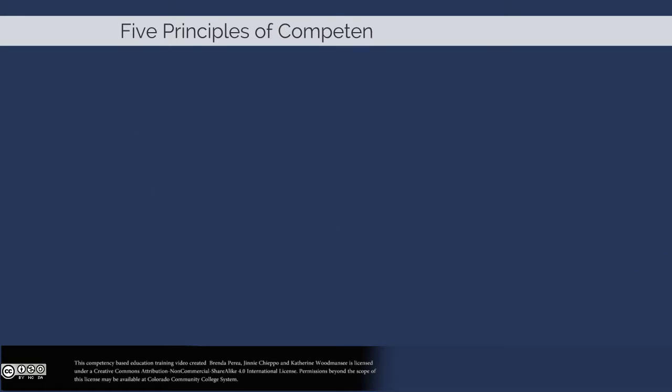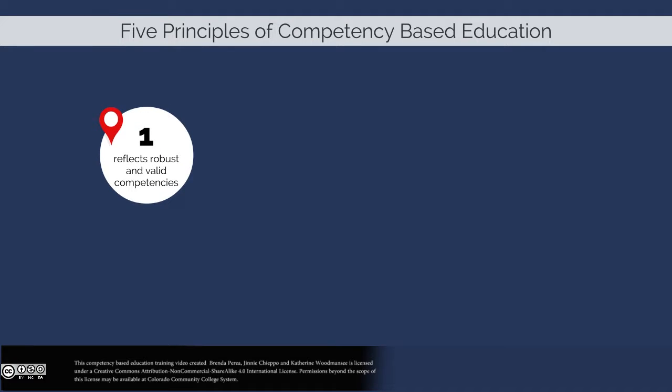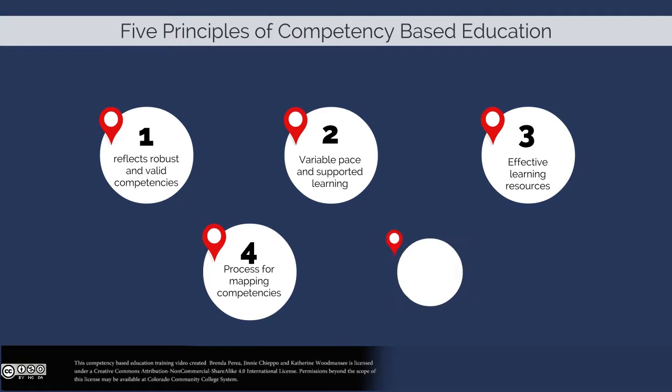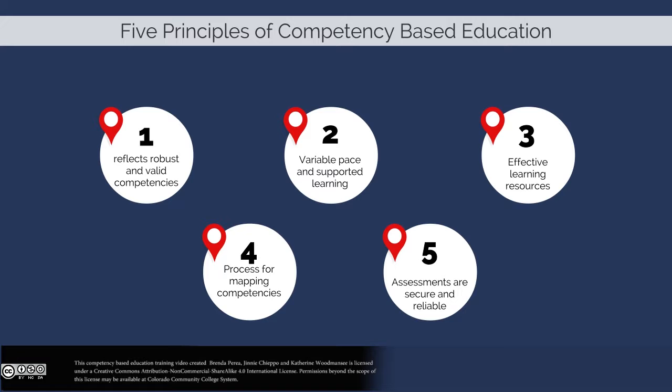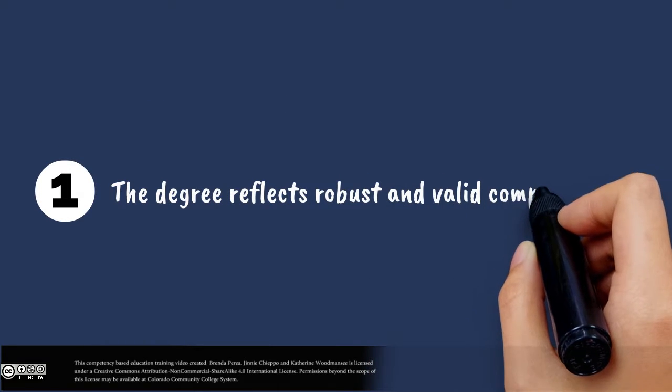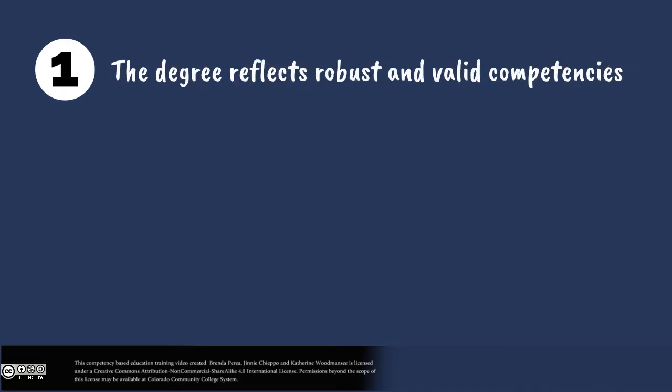In your student information book, you'll find a copy of a paper by Sally Johnstone titled Principles for Developing Competency-Based Education Programs. In this video, we'll be highlighting five of those principles that fit CCCS's purpose in developing competency-based education. Principle 1. The degree reflects robust and valid competencies.